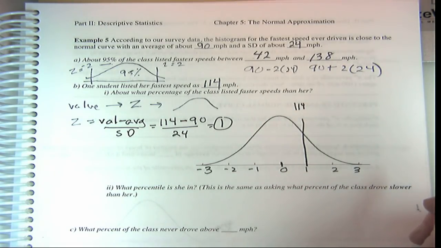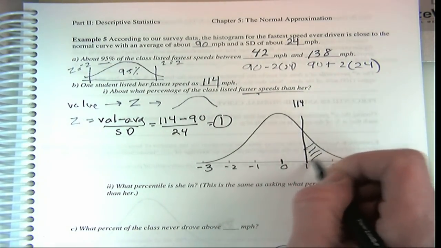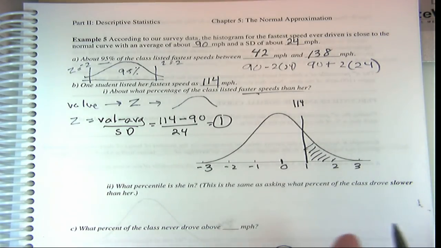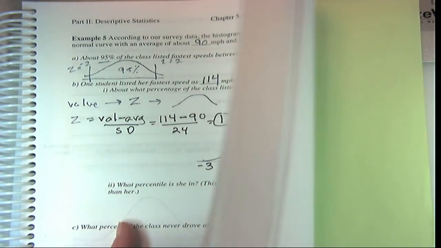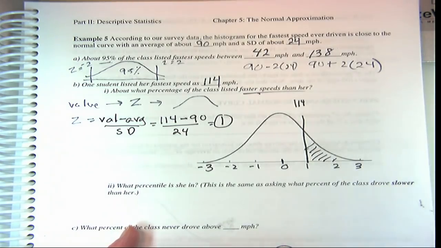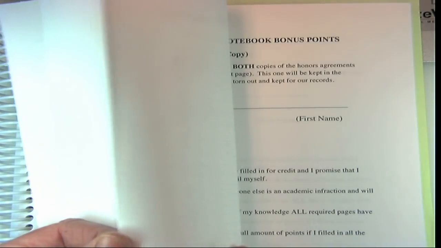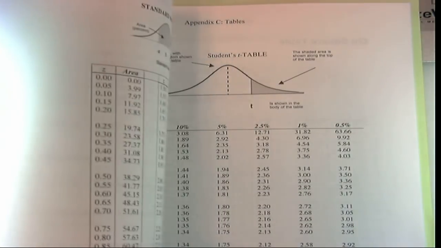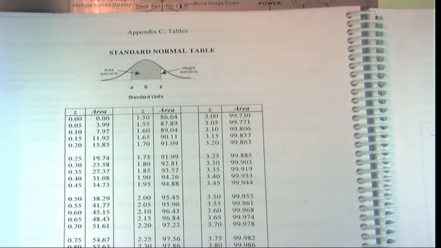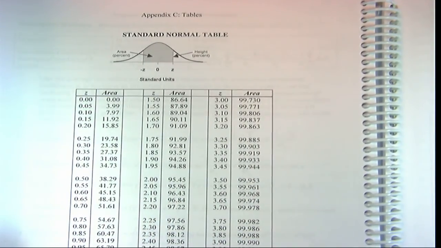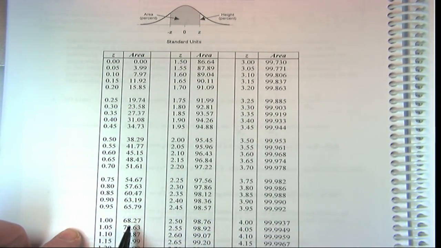So now, what do we want? What percentage do we want faster than her? So that would be this percentage right there. So what is that? Well, to use our normal approximation, we use the table that we have at the back of the book. The table is right here. And you should know between 1 and -1, it's about 68%. But if you didn't, right here, 68.27. Okay? But we're just going to round to 68 so we can do these in our heads.